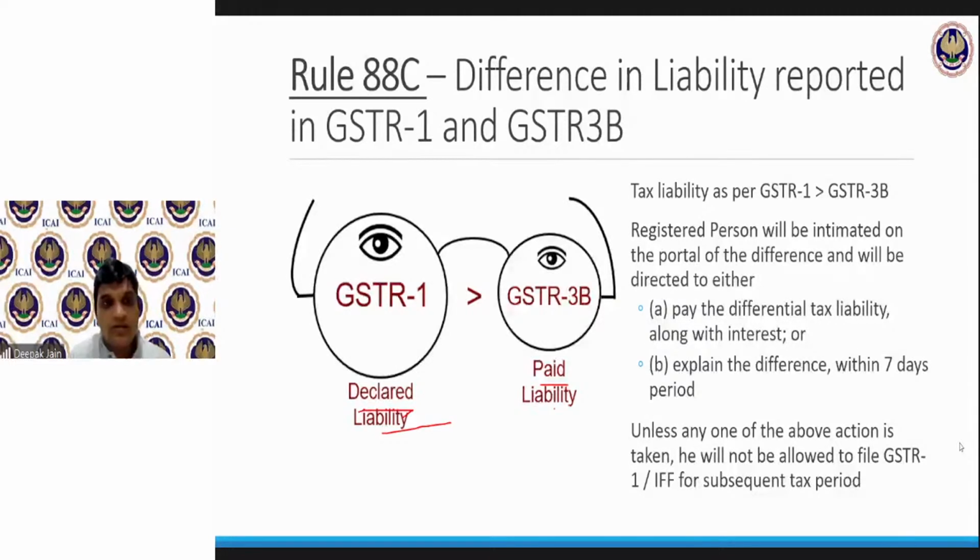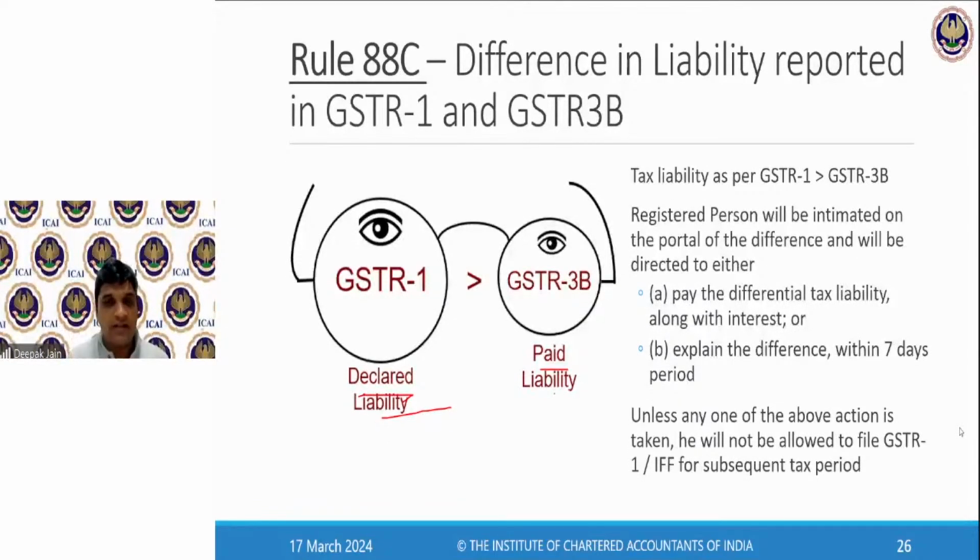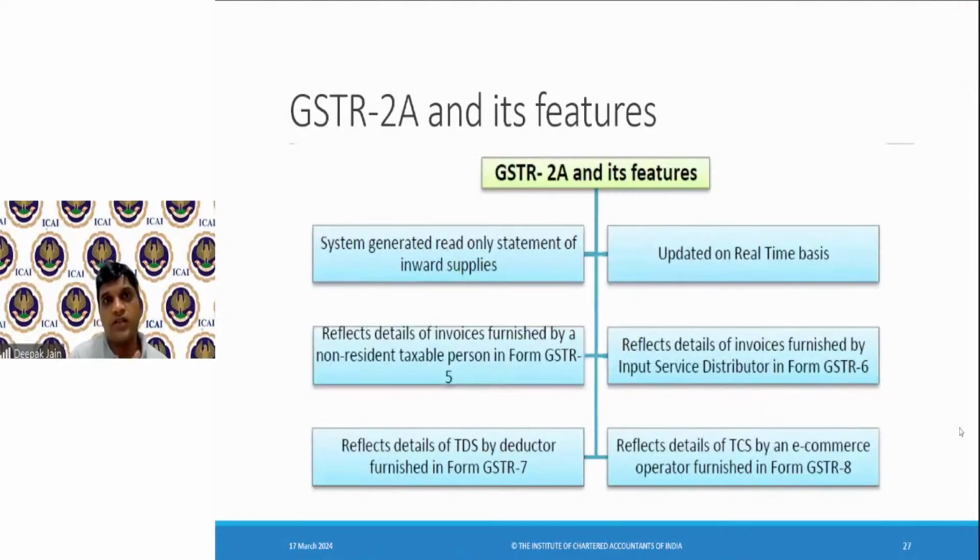So let's proceed. GSTR-1 and 3B, Rule 88C, we understood. Now we were discussing GSTR-2A. Now there are two statements which get auto-populated: one is GSTR-2A and the other GSTR-2B. Basis this, we can claim the credit. Again, not 100% is your credit. Like our friend was saying, if there are any restricted credits under Section 17 appearing in GSTR-2A and 2B, still we cannot claim the credit.